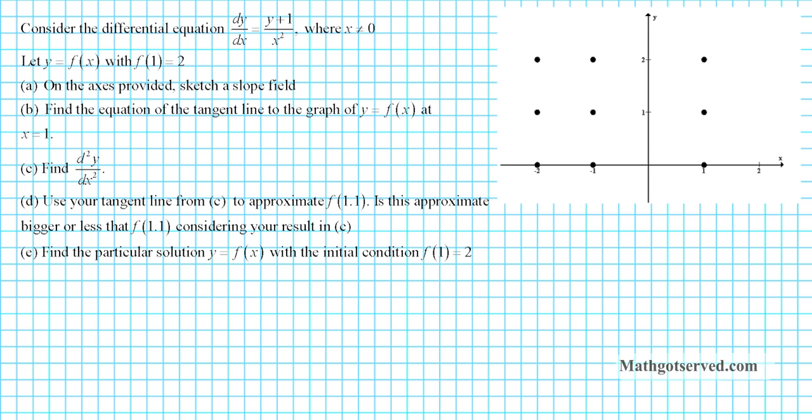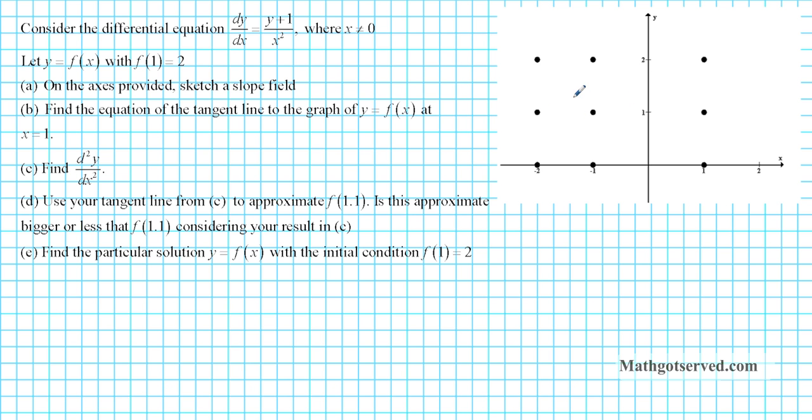So it says, consider the differential equation dy/dx equals (y + 1) over x squared, where x is not equal to 0. Let y equals f of x with f of 1 equals 2. Part A. On the axis provided, sketch a slope field. So we're going to sketch our slope field here.